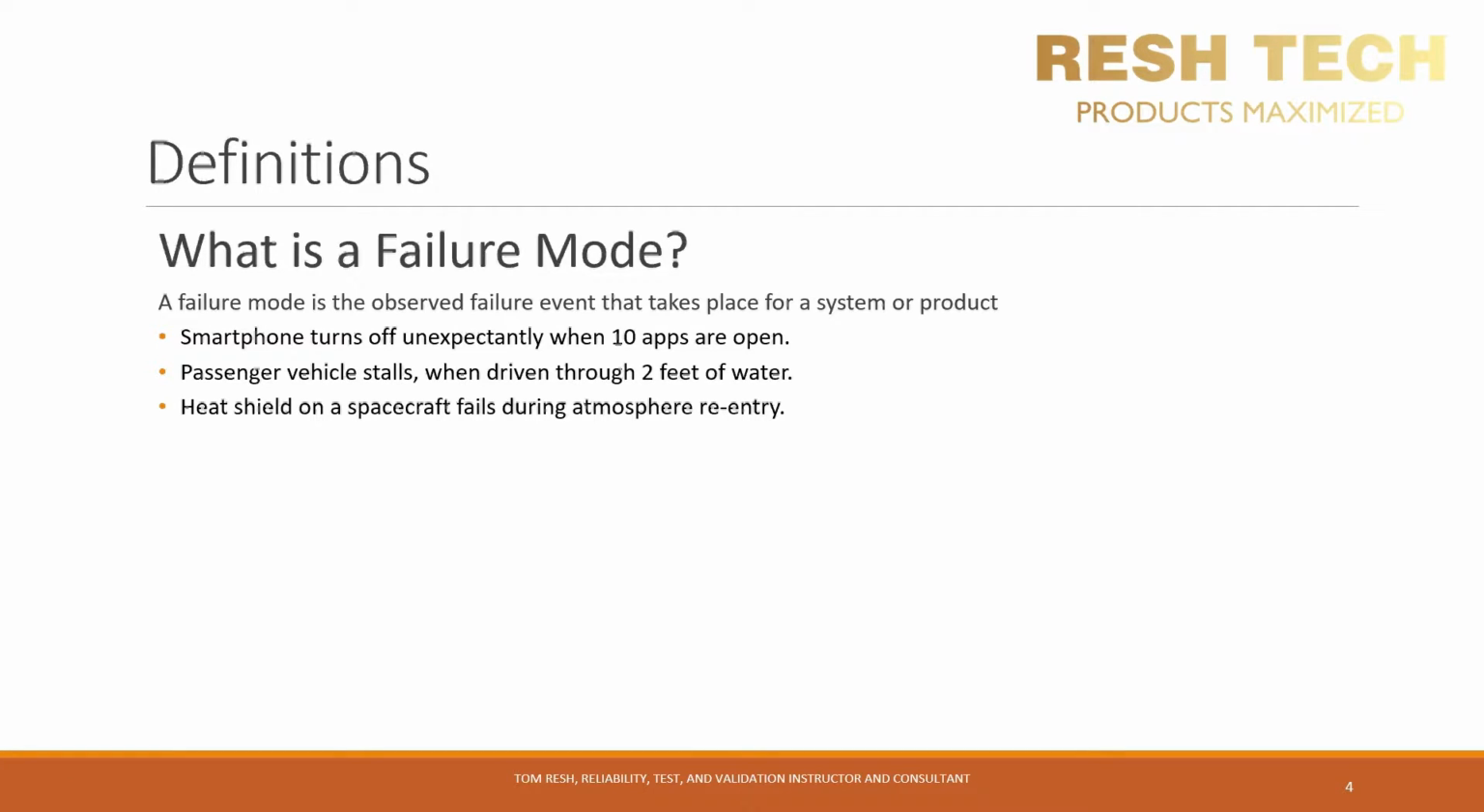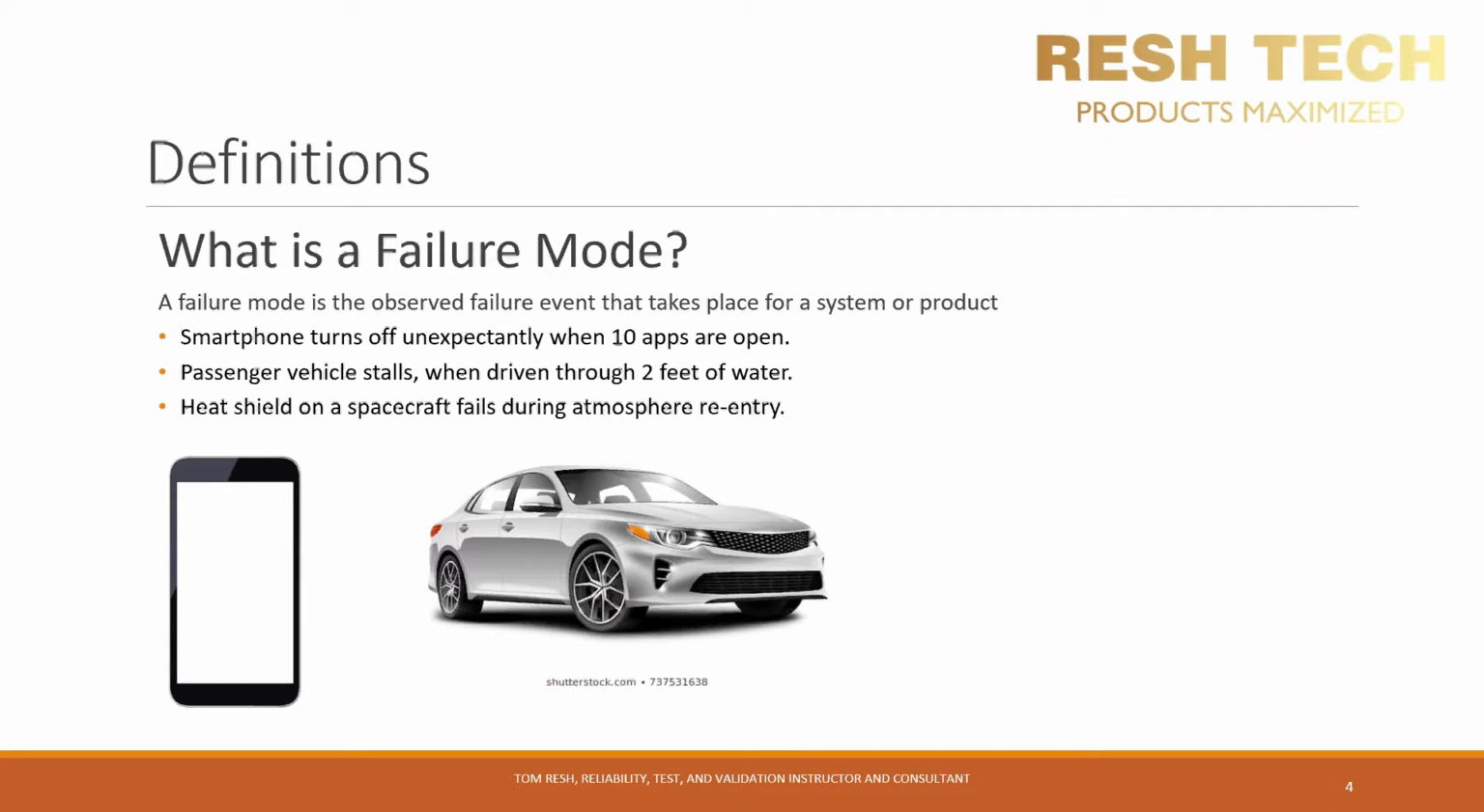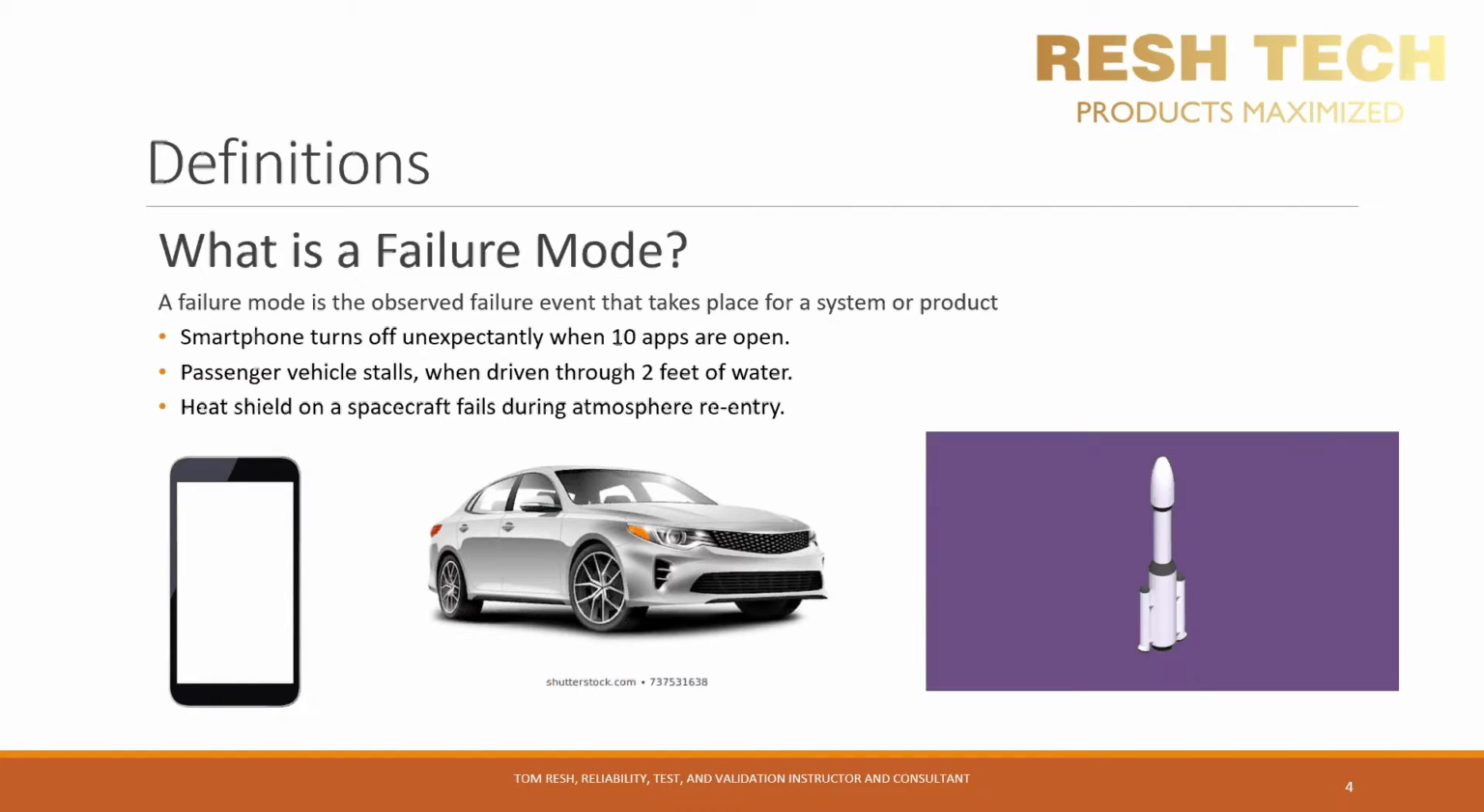Example number 1 is a smartphone that turns off unexpectedly when 10 apps are open and ran simultaneously. Example number 2 is a passenger vehicle that stalls when driven through 2 feet of water. Example number 3 is a heat shield on a spacecraft that fails during re-entry.